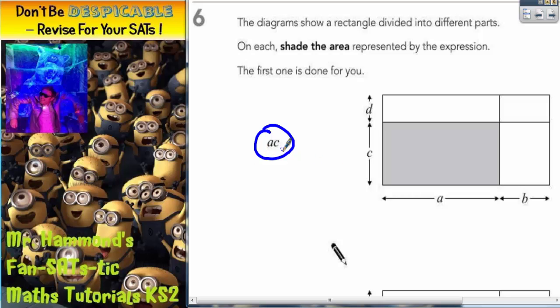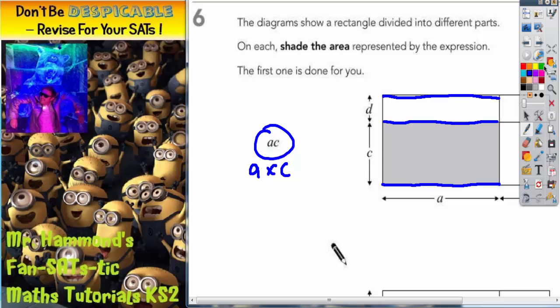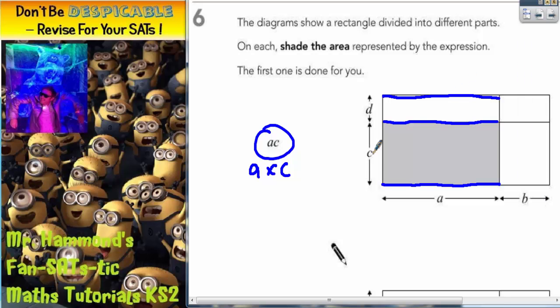Well, AC means the rectangle which is A times by C. A quick trick you can use is to actually highlight all the lines which are the same length as A. Well, this line is A, but this line would be the same length as it, and this line would be the same length as it as well. Now highlight all the lines which are C. Let's get a different colour. So this line is C, this line would also be C, and this line would also be C.